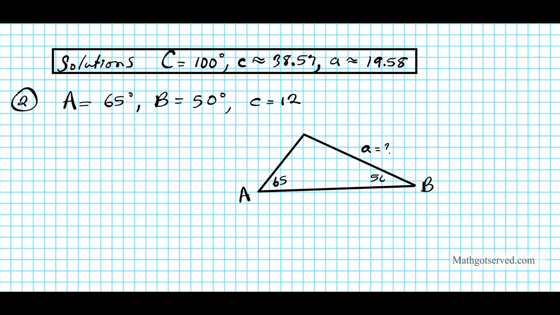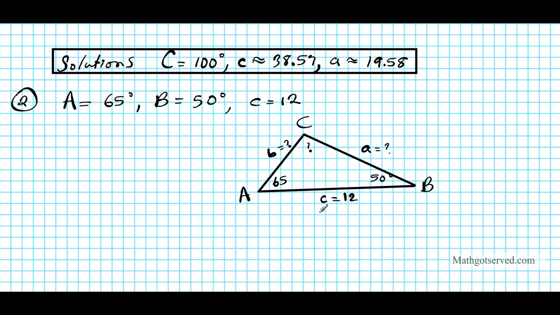Angle B is 50 degrees. So this is angle B, and the side opposite angle B has to be little b. And this is angle C, which I don't know. The side opposite angle C is little c, and we know that that's 12 units long. So in this problem, we need to find little a, little b, and big C.